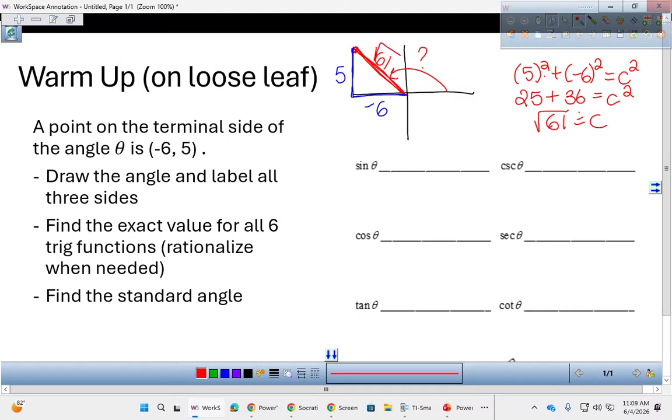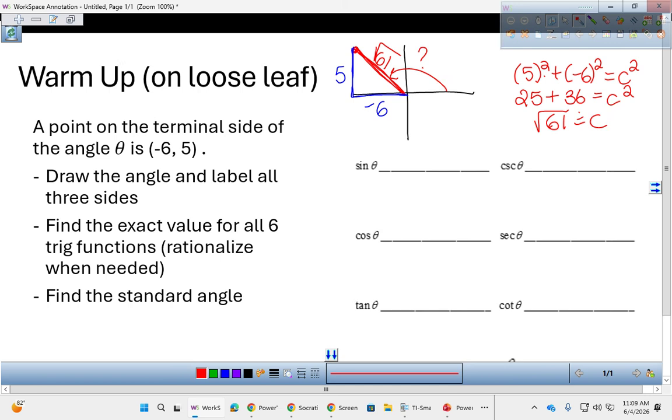So part 1 says draw the angle and label all 3 sides. Your first point is coming from drawing the triangle in the right quadrant and getting root 61, okay? There are no half points. So if you draw the wrong triangle, but you still got root 61, you're still not getting credit for it, right? You have to make sure it's in the right spot and the root 61 is right, okay?